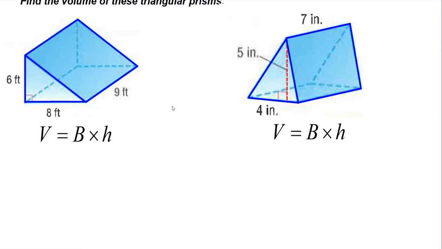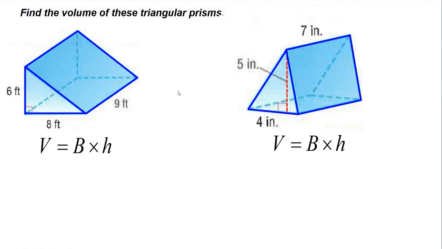So the volume of this triangular prism is going to be area of the base times the height. Now the base is not the bottom rectangle. The base is one of these triangles. So I need to find this area right here, not the area of the rectangle that's on the bottom. The area of the base is the area of the triangle, no matter how the prism is laying. So area of the base, area of this triangle is going to be base times height divided by 2, or 1/2 base times height. I'll use 1/2 base times height. And then I'm going to multiply that by the height of the prism.